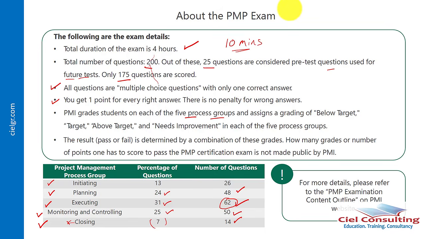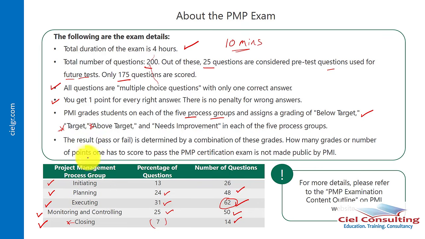Then, after you've gotten that particular prompt, in other words, either a pass or a fail, PMI will send you a detailed analysis of your results, which will be according to these 5 process groups. The analysis will be based on what we refer to as below target. Below target simply means that the candidate did not meet the requirements for passing that particular domain or process group. Target simply means that you passed a particular domain. Above target simply means that there's a distinction.